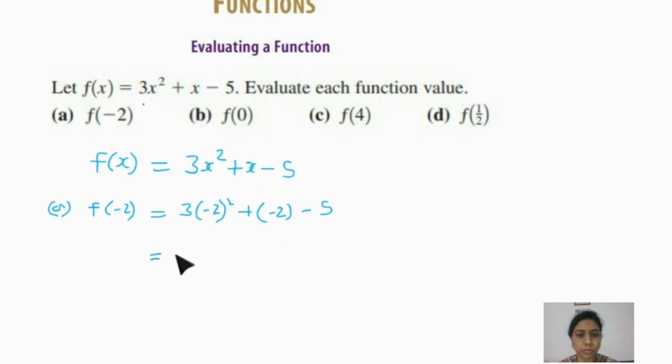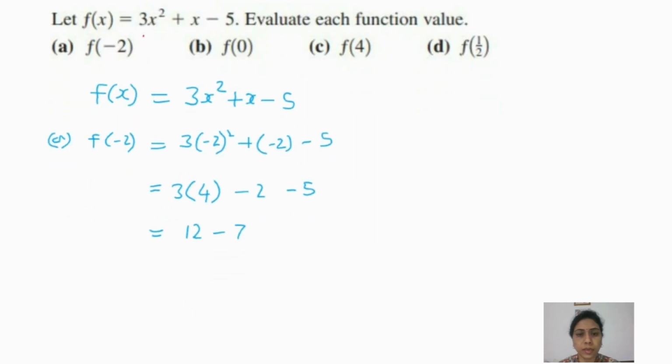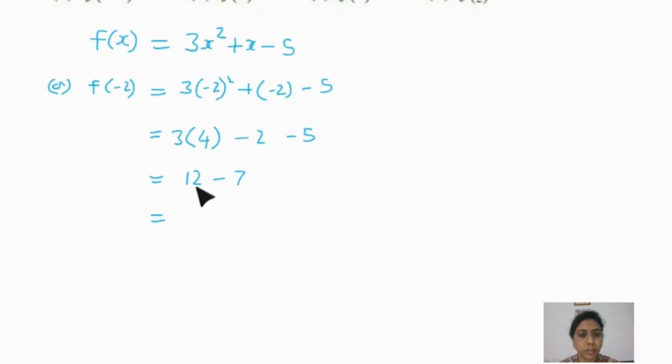So 3 times minus 2 square, which is 4, plus minus 2, different sign, minus 5. 3 times 4 is 12, minus 2 minus 5 which is minus 7, and 12 minus 7 is 5. So this is the A answer.